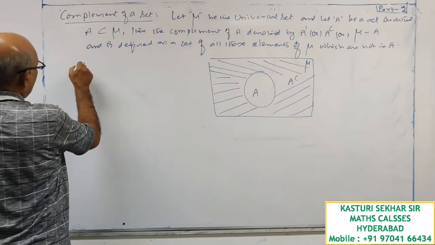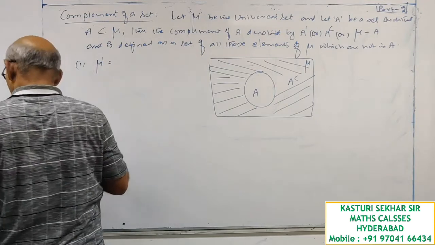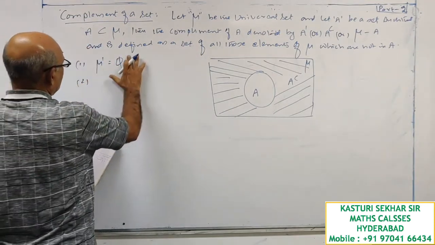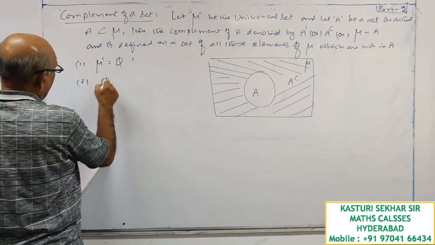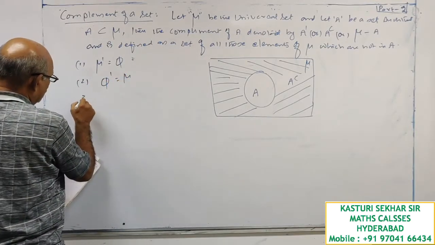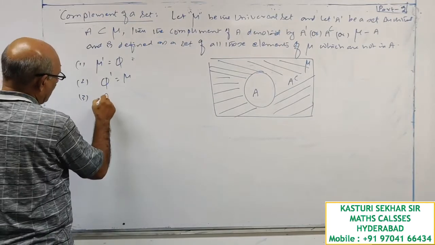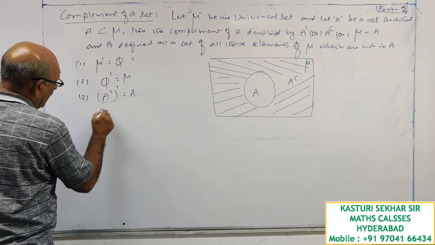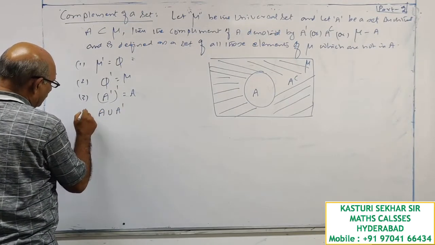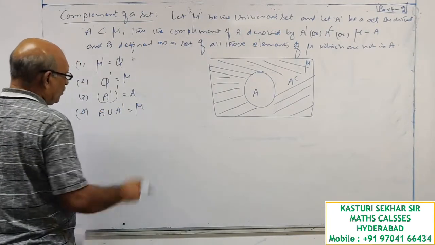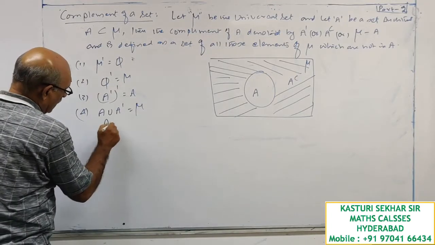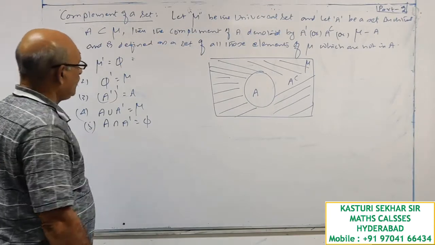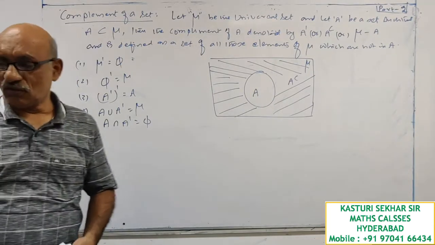Okay. So mu complement is equal to empty set. Second one is empty set complement is mu. Third one is A complement, whole complement is A. A union A complement is equal to universal set. A intersection A complement is empty set. These are the 5 results which you need for solving the questions.